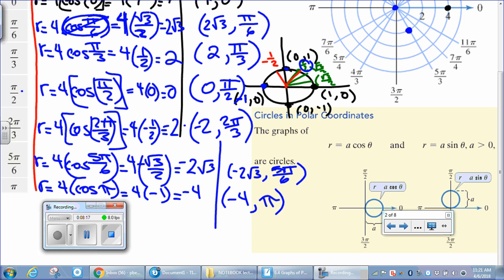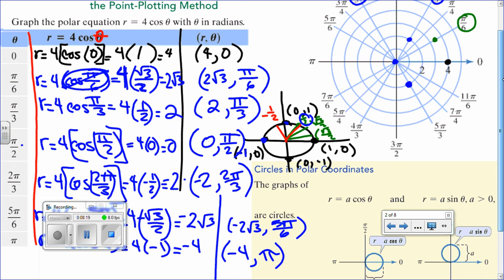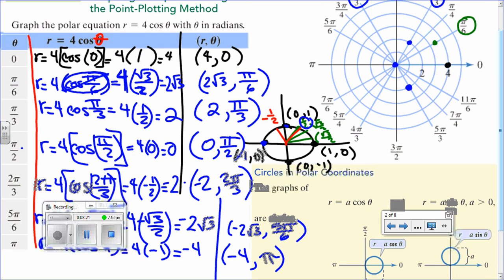So the last one, you get negative 4 comma pi. So if we find the angle pi, and then fourth circle, 1, 2, 3, 4, but it's negative 4, so it's actually reflected here, and it will end up being here as well. And then the one that I skipped.